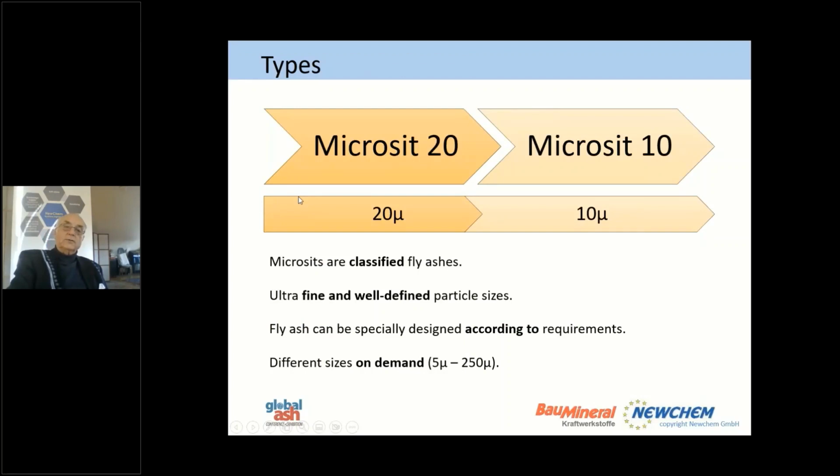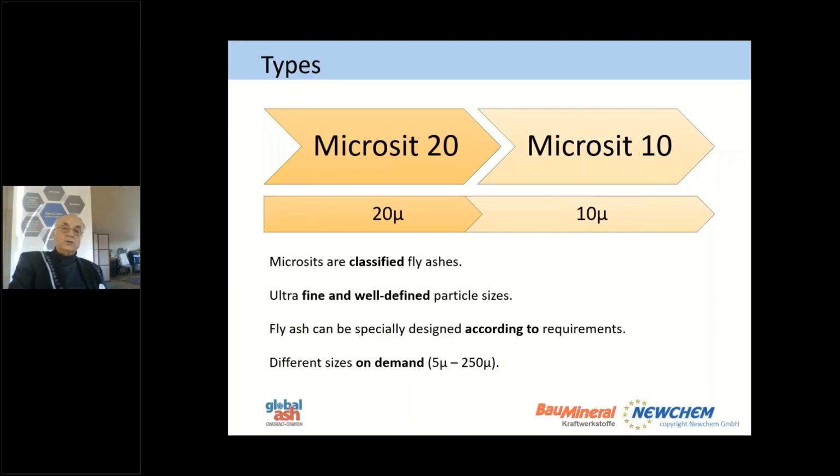So the standard grades we have are the Microsit 20 and the Microsit 10. That means everything in the Microsit 20 is under 20 microns and the Microsit 10 is under 10 microns. We classify these fly ashes through air. It's an air classifier, and we can modify the particle size very easily by using a faster or a slower airflow.